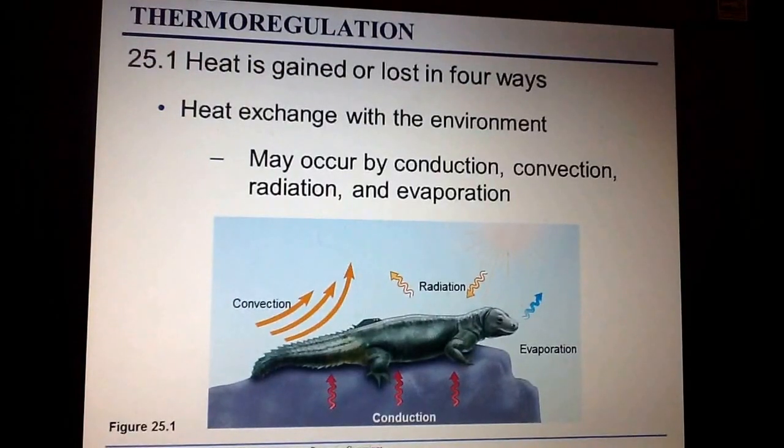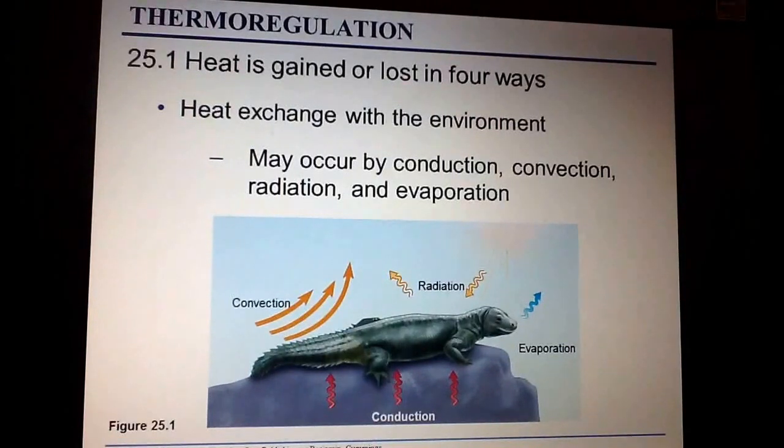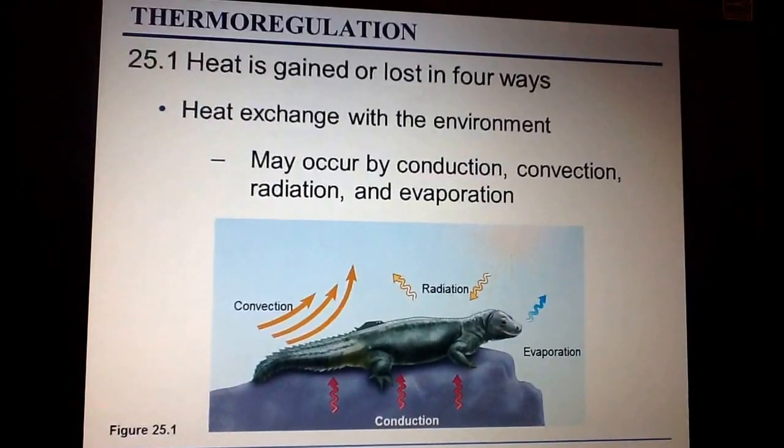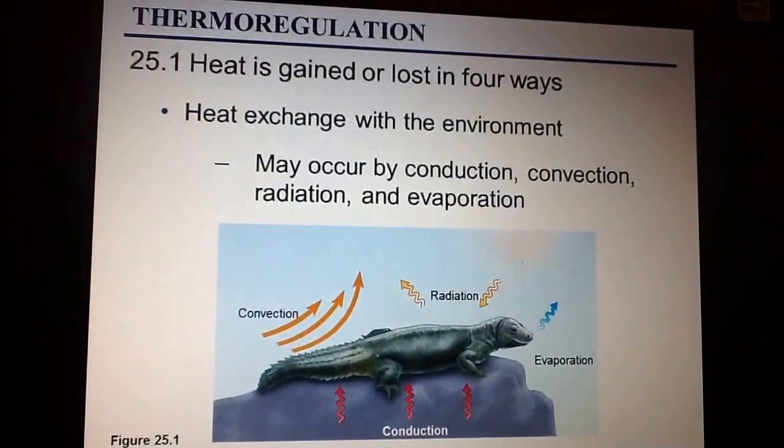So heat can be lost or gained in four different ways. There's conduction, convection, radiation, and then evaporation. And so we're going to focus on each of these four. You guys are probably very familiar with evaporation, which is sweating. You might have heard of convection as in a convection oven. And then you know that microwaves produce radiation, and so we can think of microwaves as being a radiant heat.